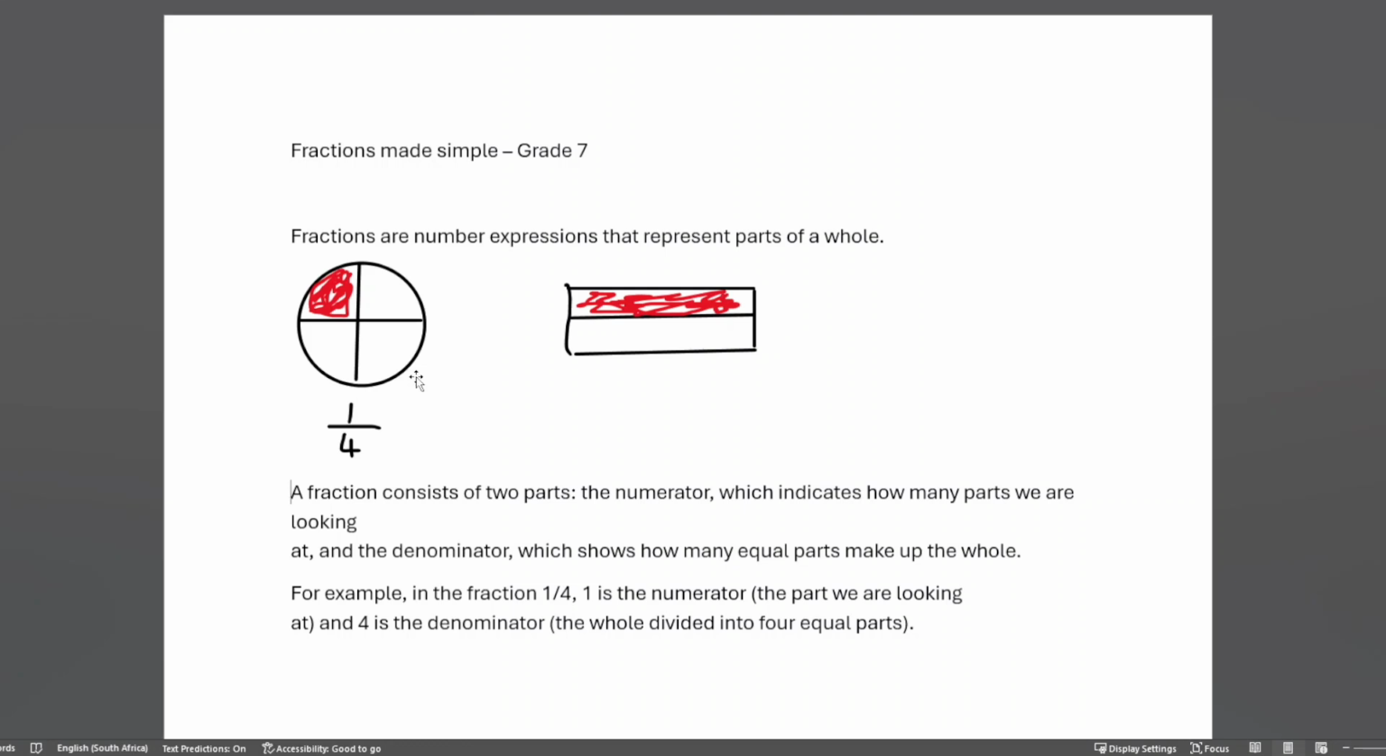So that is it for today. I just hope that you now understand what fractions are.